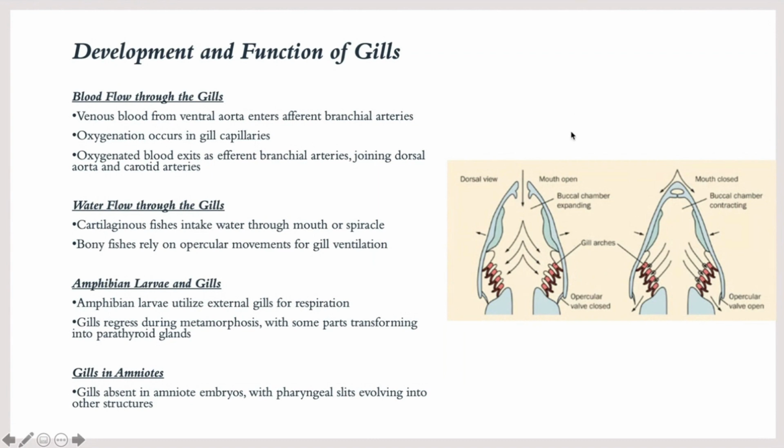The amphibians use external gills for respiration. Their gills regress during metamorphosis, meaning that they basically get rid of their gills as they become adults, as we mentioned before. And some parts of these gills will form the parathyroid glands. Then in amniotes, gills are absent in the embryos, as the pharyngeal slits, which would have formed the gills later, will evolve into other structures instead. Because amniotes, of course, don't need these gills anymore, as they're not going to be living in water.